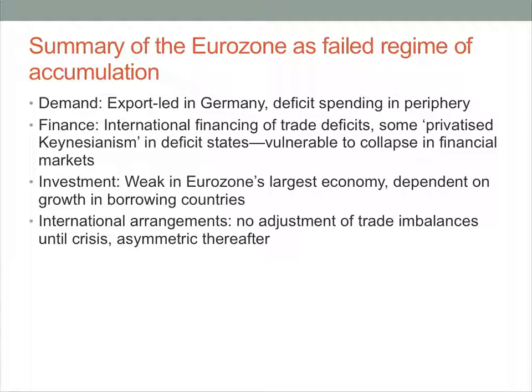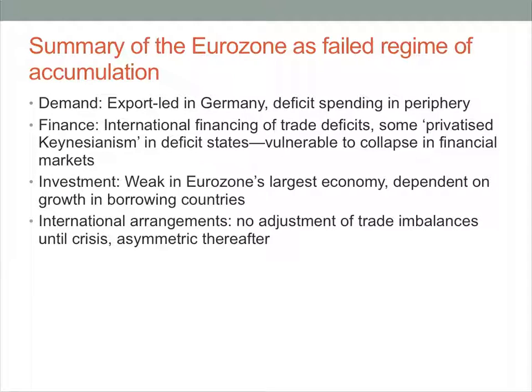Investment was weak in the Eurozone's largest economy of Germany, and it was dependent on growth in the borrowing countries. So investment wasn't a stable source of demand, right? In Bloch's definition of a regime of accumulation, you need to have a way of organizing the structure of demand such that businesses will consistently invest. That hadn't been accomplished in the Eurozone.